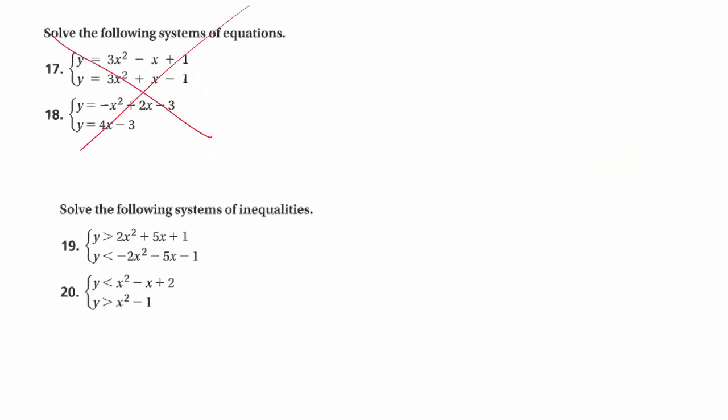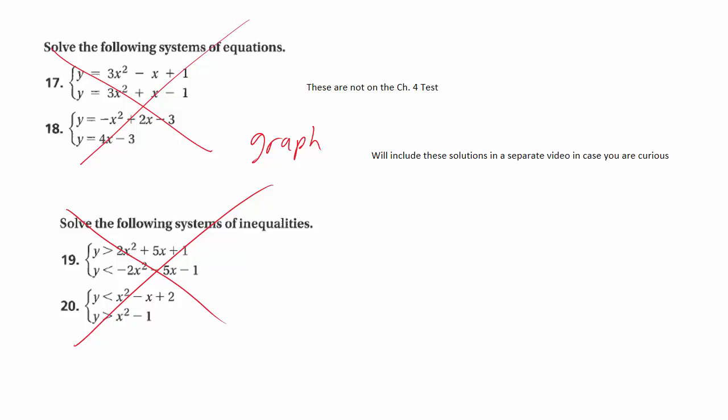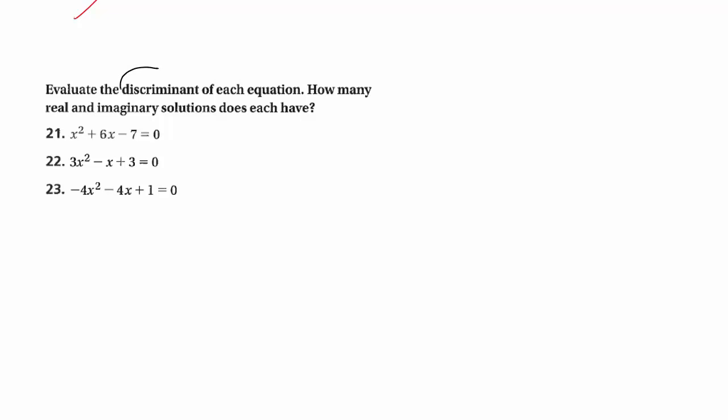Numbers 17 and 18, don't worry about that. Those are not in the test. Neither are 19 and 20. But these are basically just graphing problems, and you're finding the intersections, but they are not on the Chapter 4 test. I'll make a separate video for people who have inquiring minds and want to learn how to do that, but we'll maybe spend a little bit of time looking at those solutions, but not for this test.